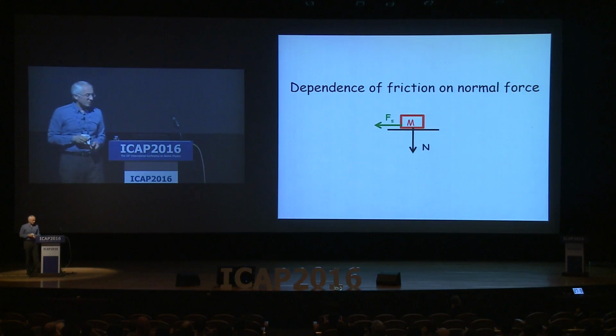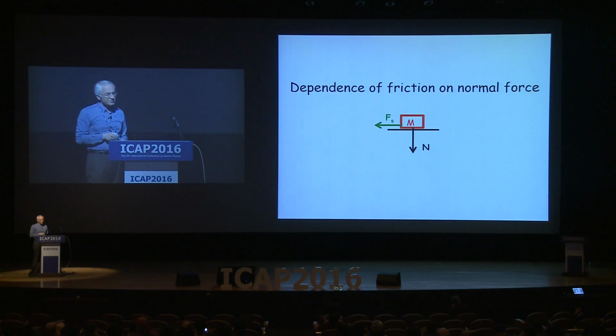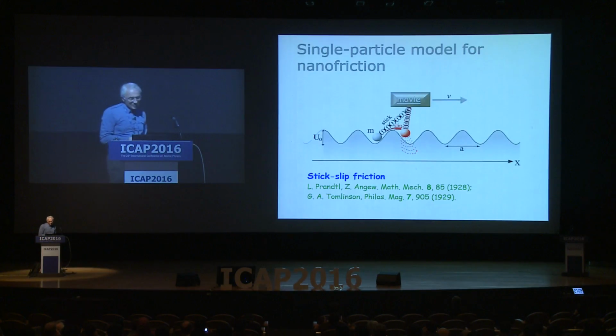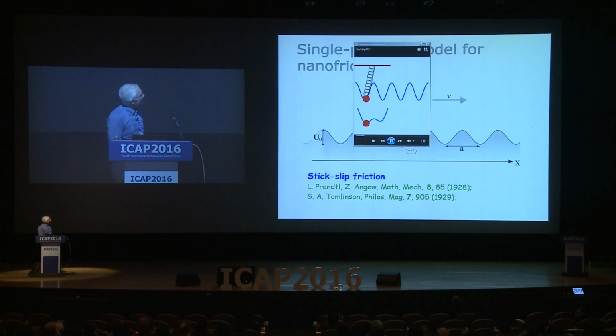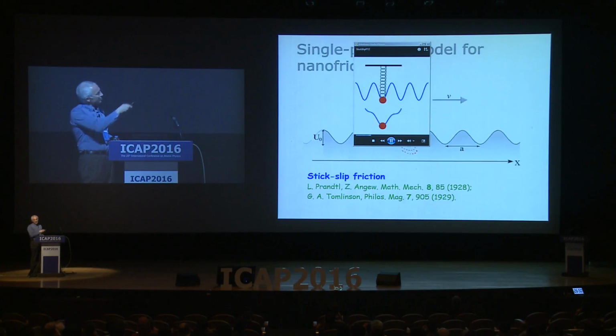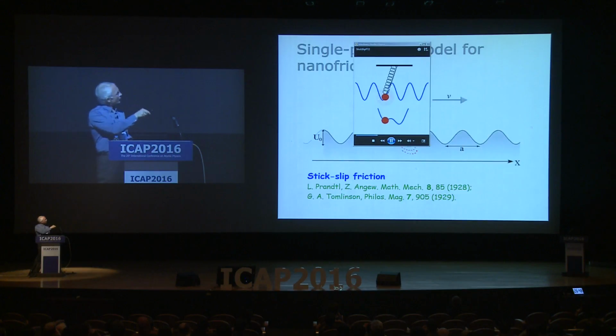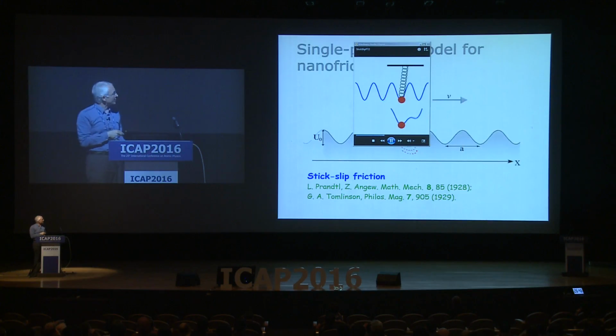So let's examine something relatively simple, the dependence of the friction on the normal force. This is the so-called Prandtl-Tomlinson model of friction, basically a single particle. This is a single particle model that is connected via a spring to the object. The object is moving across the periodic potential. And what you see here is the periodic potential plus the spring. The spring itself, of course, can be modeled as a parabolic potential itself.